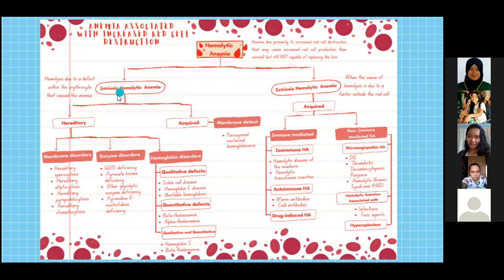And under intrinsic, it is mainly associated with hereditary causes, which are the membrane disorders, enzyme disorders, and hemoglobin disorders. The acquired form is rare, which is the membrane defect. But extrinsic hemolytic anemia is mainly associated with acquired causes. And under that acquired, we have immune mediated and non-immune mediated.